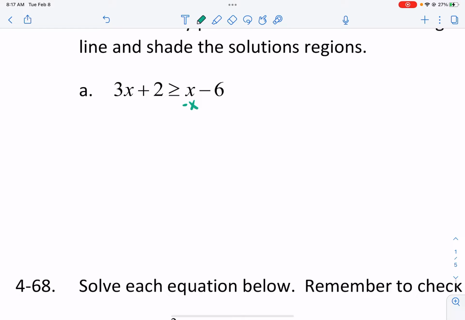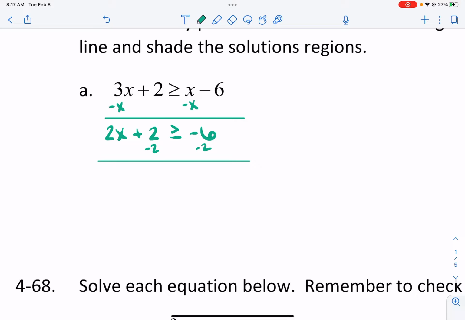So I'm going to start with subtracting x, which gives me 2x plus 2 is greater than or equal to negative 6. I'm going to subtract 2 on both sides. So that leaves me with 2x is greater than or equal to negative 8. Divide by 2. So x is greater than or equal to negative 4.